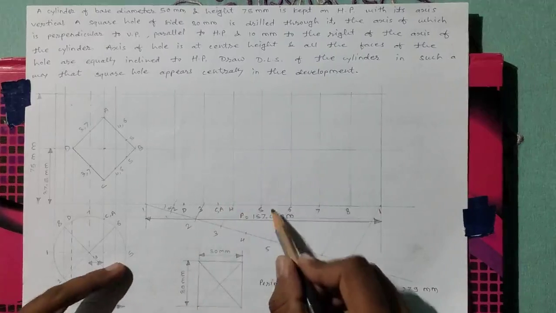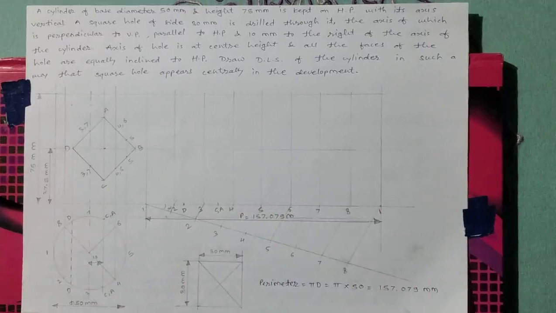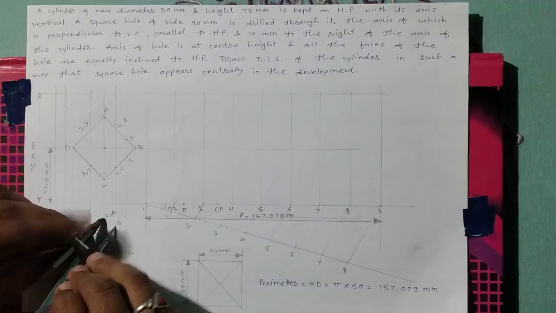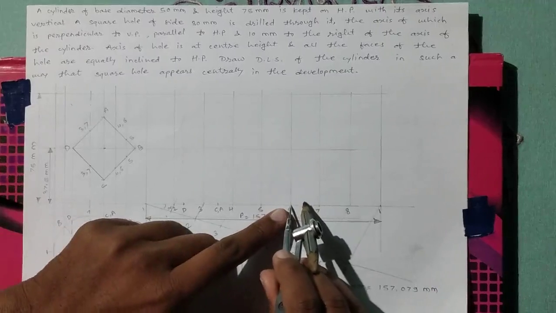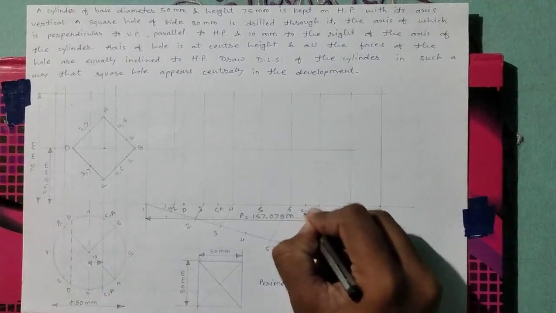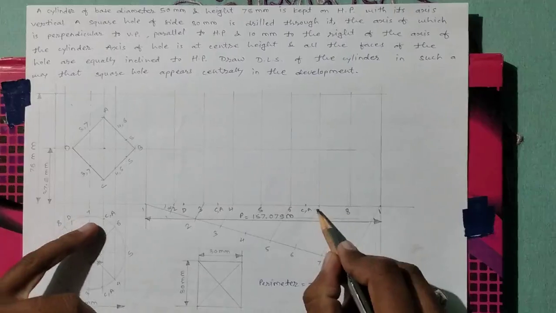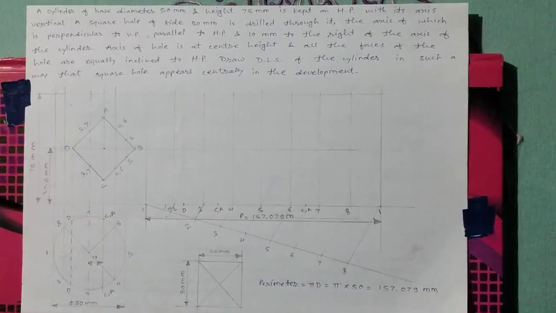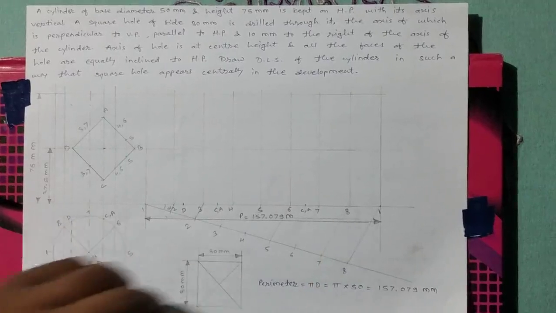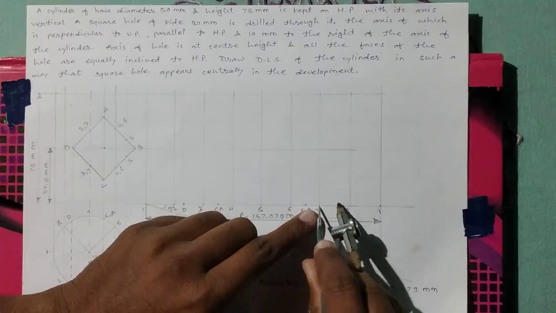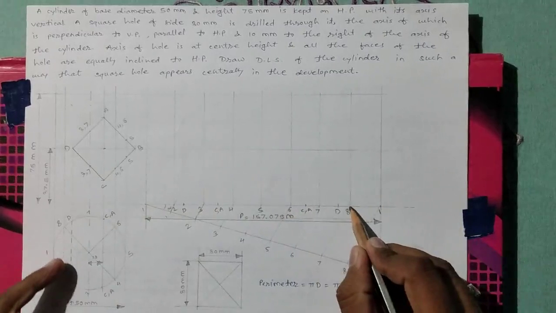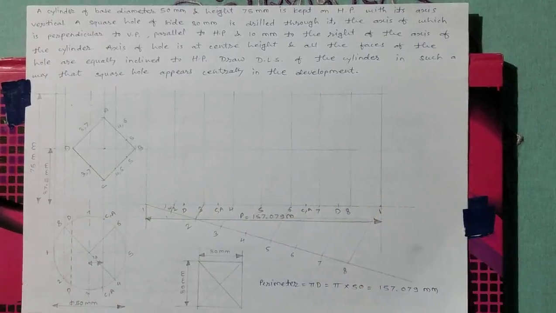After that, point 4, then point 5, point 6. And there is some distance from point 6 to CA. Take this distance and transfer it here after point 6, and also name that point as CA. After that, there is point 7. After point 7, there is point D. Take the distance from 7 to D and transfer it, and name this point as D. After that, there is point 8 and point 1.